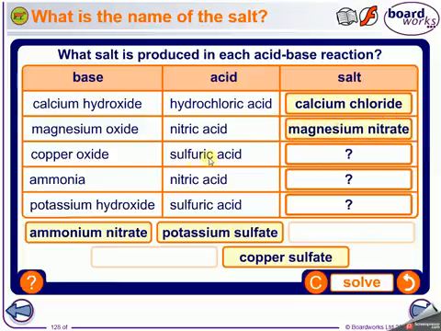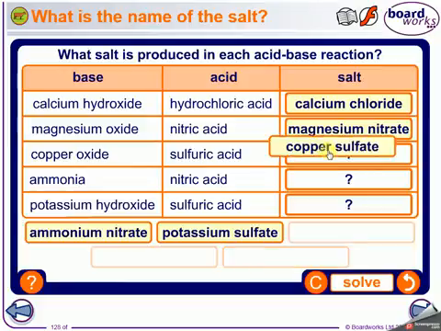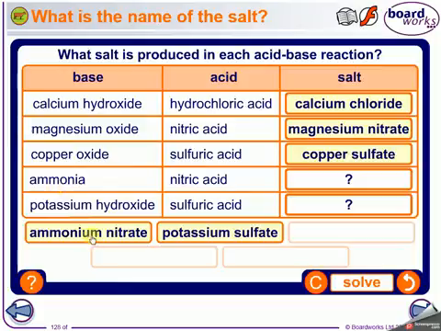Copper oxide and sulfuric acid. I know the first part is copper, and I know the second part is a sulfate because it's sulfuric acid. So it should be copper sulfate, and it is copper sulfate. Ammonia and nitric acid. Now, ammonia is a bit of a funny one because it makes ammonium. Anytime you see ammonia, it makes ammonium. And I know this is nitric acid, so it makes a nitrate. So I'm looking for ammonium nitrate. And there we go, ammonium nitrate.